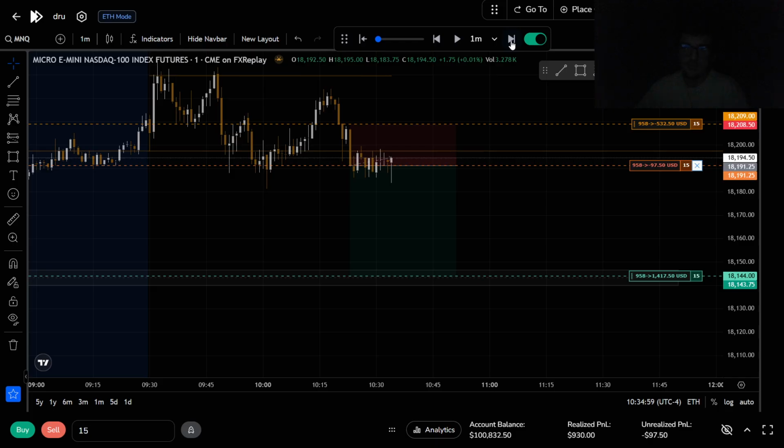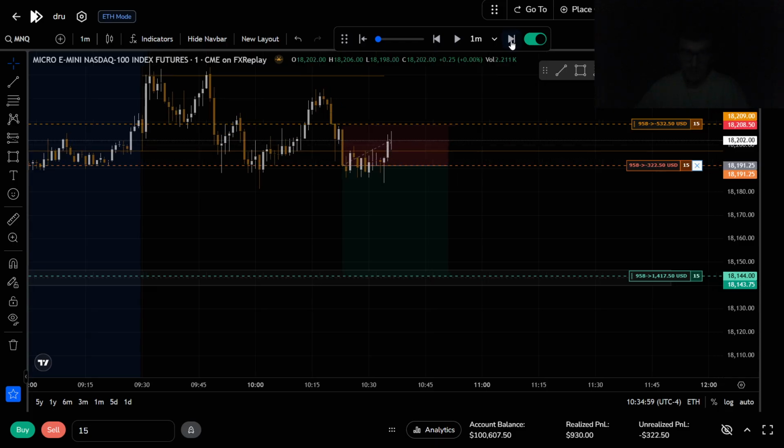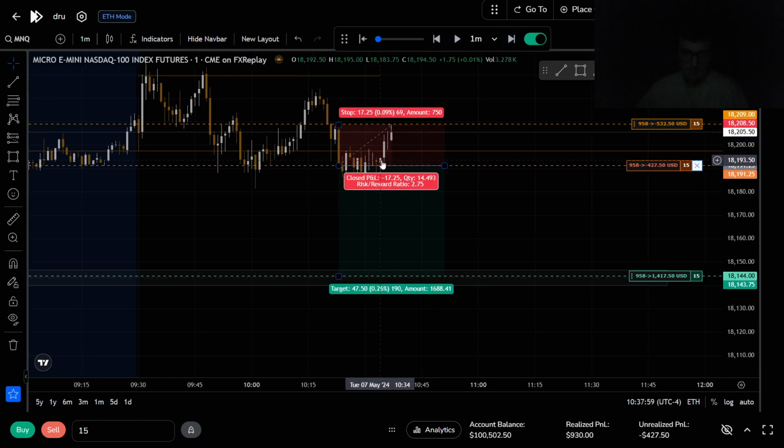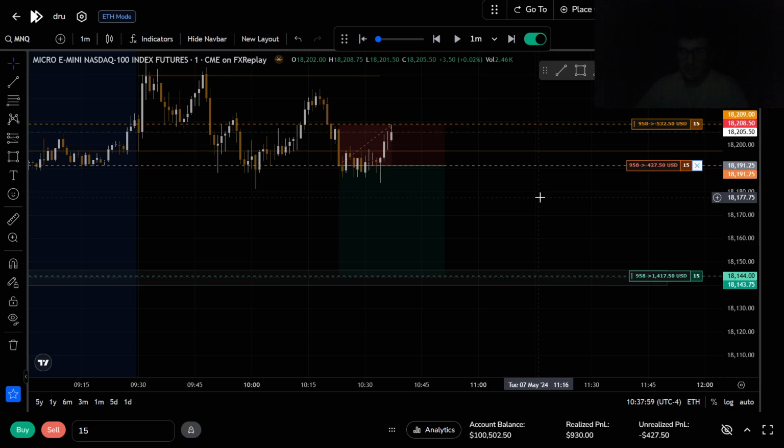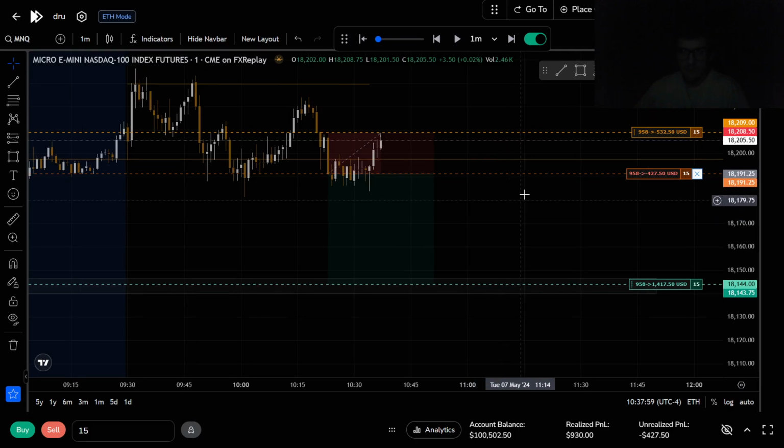Alright, so we're kind of moving sideways. I don't know if I really like this anymore. Let's just see. Yep. Probably should have gotten out right there at break even. So we're negative $427. Let's wait for our stop loss to get hit.